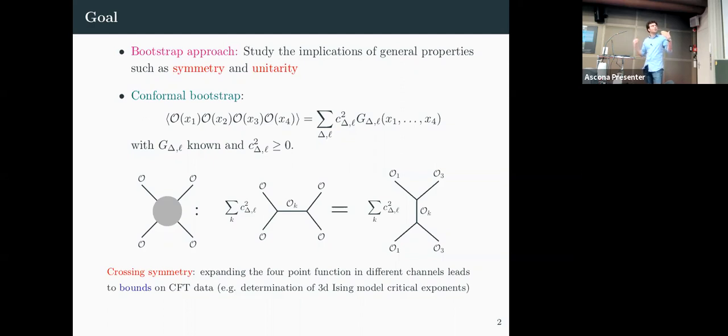So here I just give a quick review of what happens in conformal bootstrap. For example, you have a 4-point function, and you expand it in conformal blocks with some coefficients coming from OPE coefficients, which are positive, at least for this all-identical correlator. And we know these conformal blocks, and you can expand this 4-point function in different channels and set them equal, and then find some bounds on CFT data. And this led to the most precise determination of the 3D Ising model, which bootstrappers are so proud of.